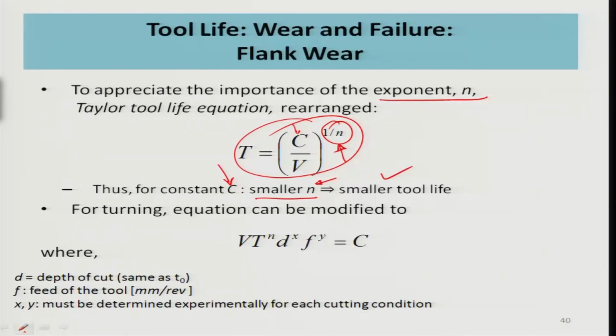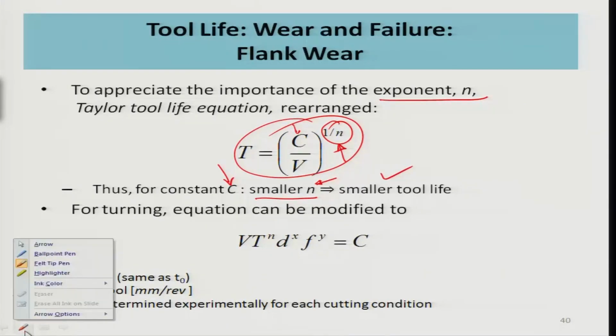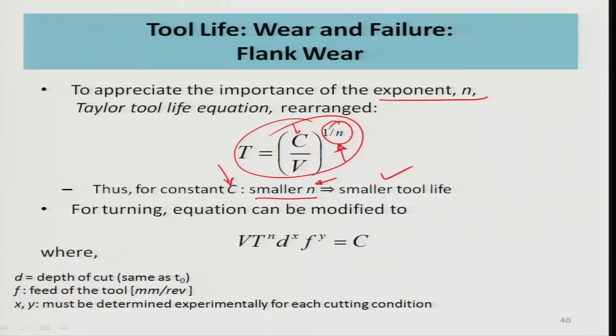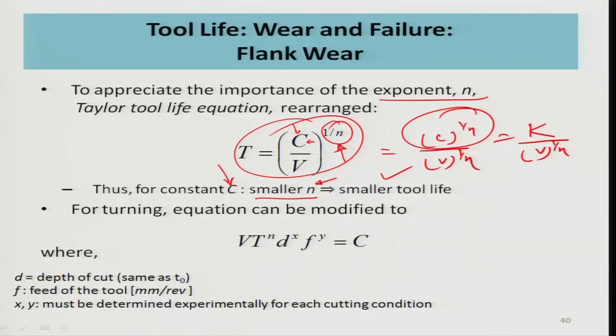So, you should have a smaller tool life. That is more so because if I just looked at this part of the equation here, obviously as we have already told that the c is constant. So, this equation can be written down as c to the power of 1 by n divided by v to the power of 1 by n, and the c to the power of 1 by n is in any event a constant k divided by v to the power 1 by n. So, if n is smaller and 1 by n is bigger, so obviously the tool life is going to go down. Okay. Which makes sense, which is being represented in this particular equation.